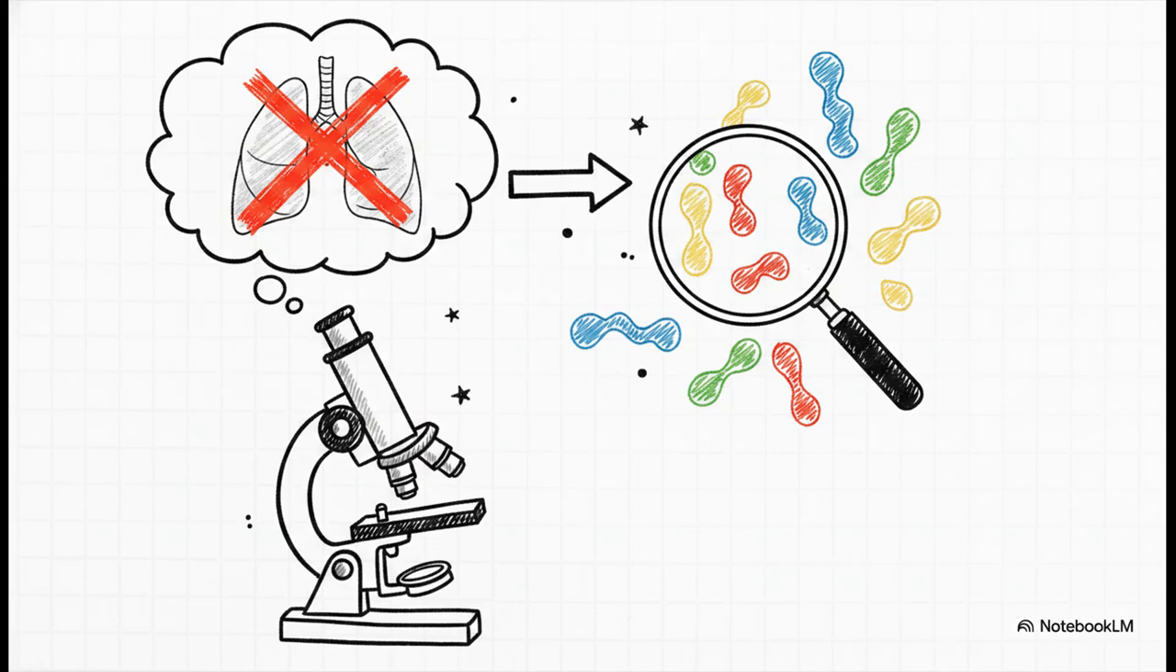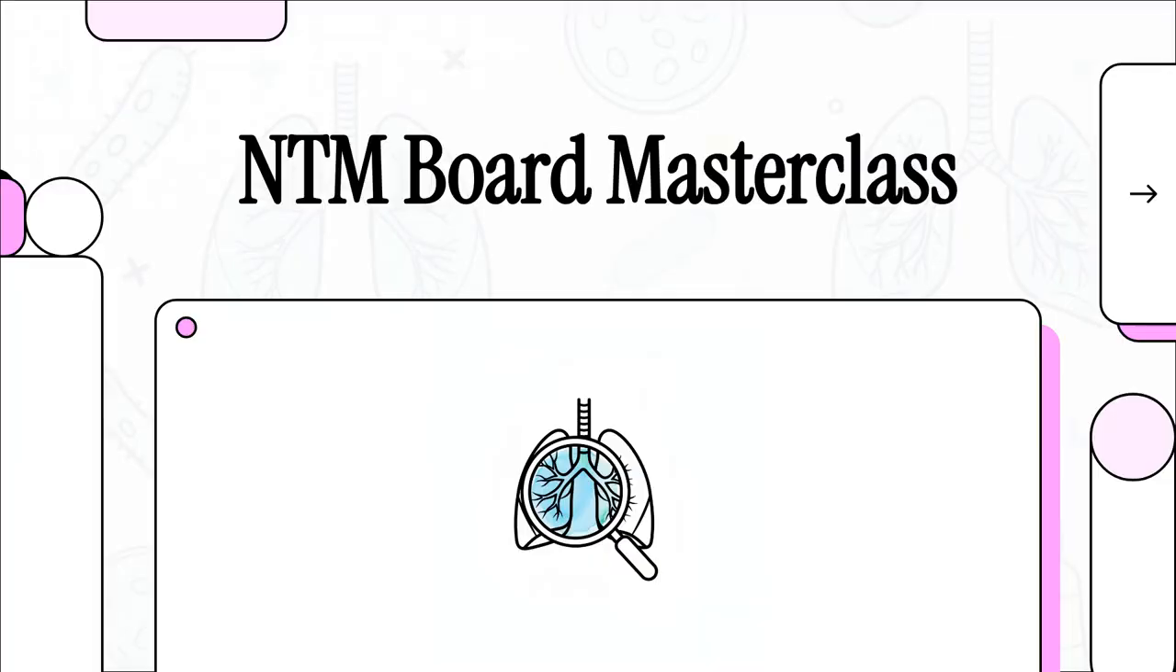Okay, so when you see acid-fast bacilli on a test or out in the clinic, your brain probably immediately screams tuberculosis, right? But, well, not all acid-fast bacilli are actually TB. Today, we're bypassing standard tuberculosis completely to tackle the deeply tested, super high-yield world of non-tuberculous mycobacteria, or NTMs for short. Welcome to this explainer.